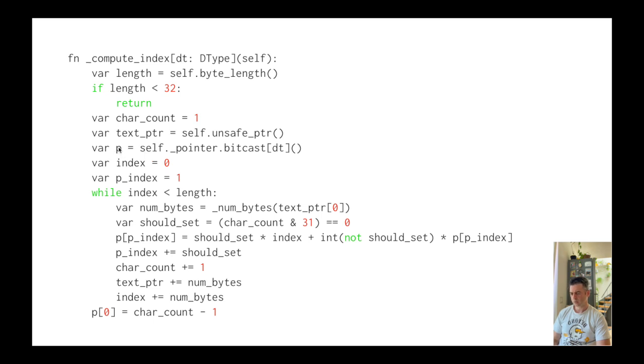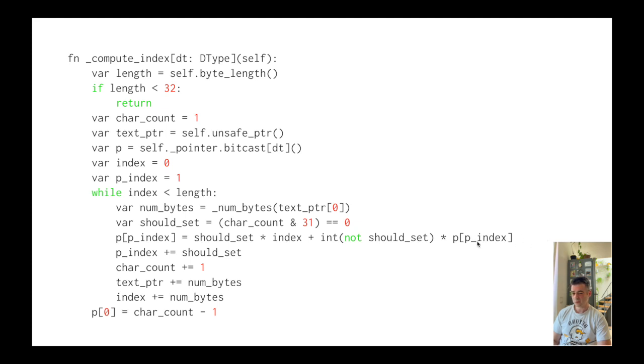This is basically index pointer p, and then we go through the length and compute the number of bytes, to define whether it should be set, where we just say, okay, the current character, is it the 32nd character or not? And then we do this thing. This is a little bit funky. What it does is basically it says, if we are at 32, then set the index. Otherwise, just keep the value as is.